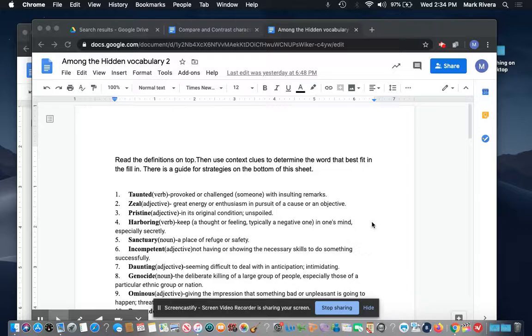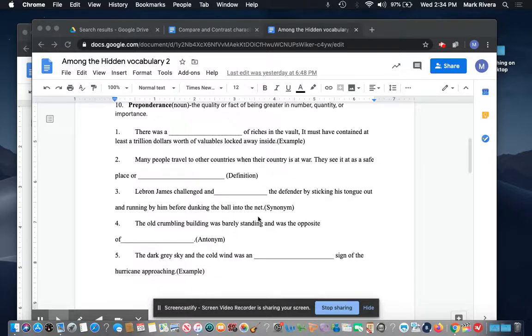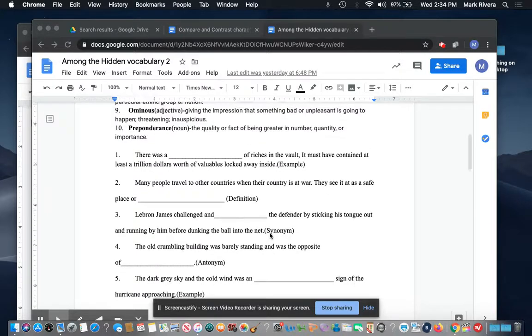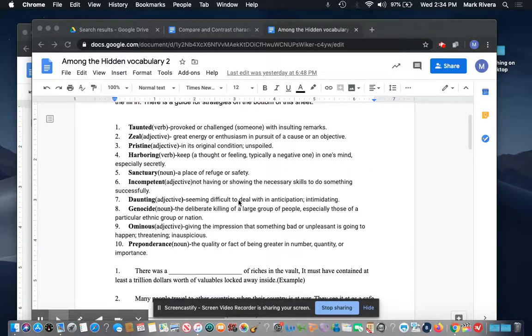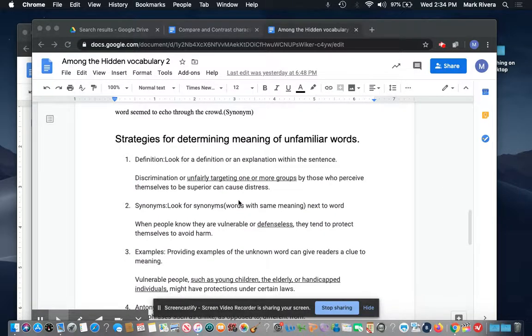Okay, so again, you have vocabulary words here on the top with the definitions. And then on the bottom, you guys will have fill-ins with little clues on the side to kind of help you figure out each one. Okay, so I'm going to go over these words and their definitions. On the bottom, there are strategies that you can use to determine the meaning of the unfamiliar words in these fill-ins. Right, so just a quick little reminder, sometimes the definition is near the word.